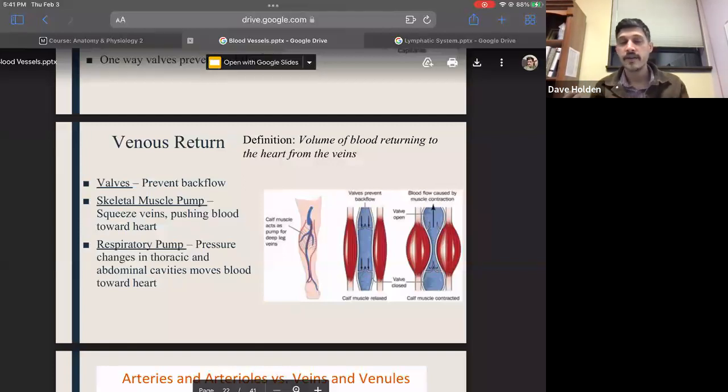Option number two, the respiratory pump. Every second of every day, as you breathe in and you breathe out, the expansion and contraction of the chest and the abdomen change the pressure on the blood vessels. So we will increase blood flow that way. So skeletal muscle contraction, normal breathing.